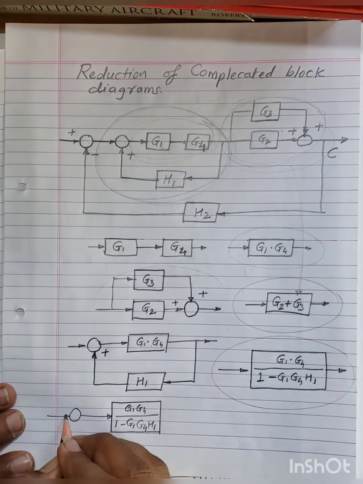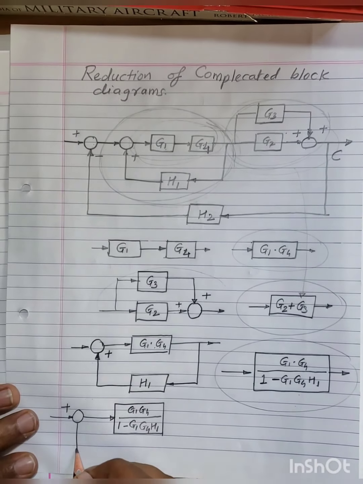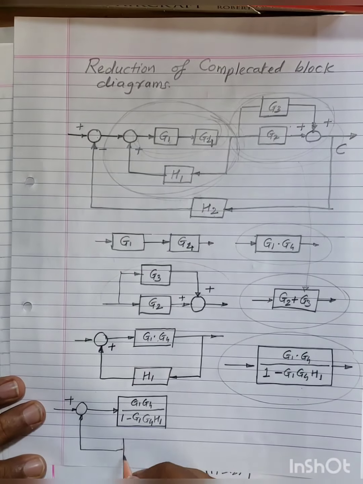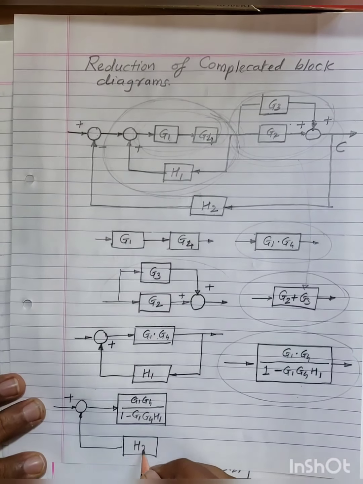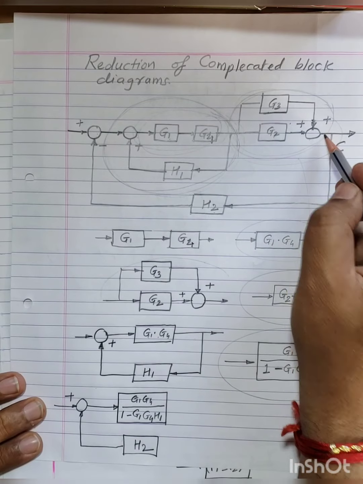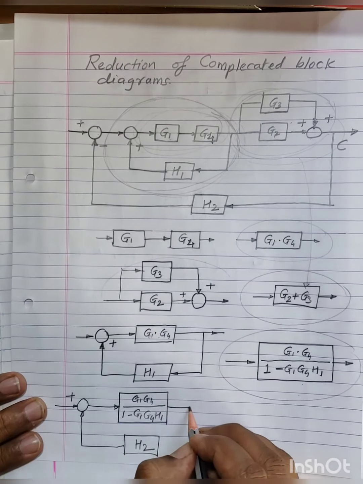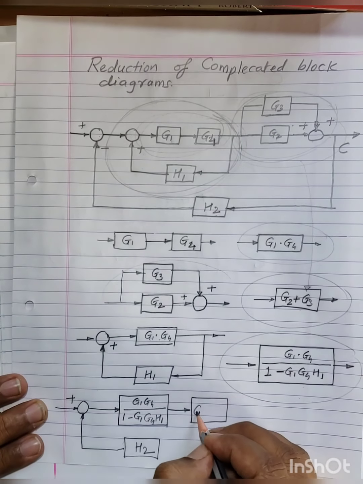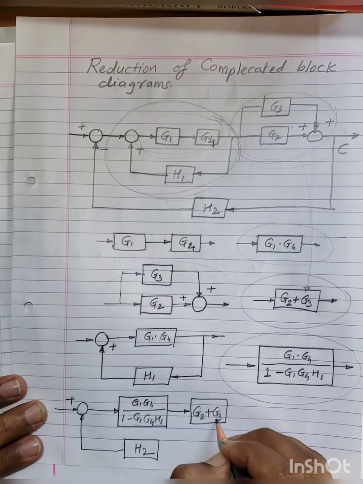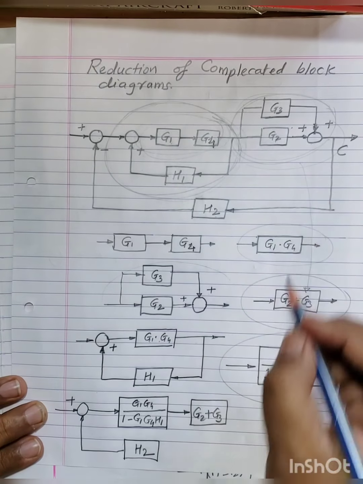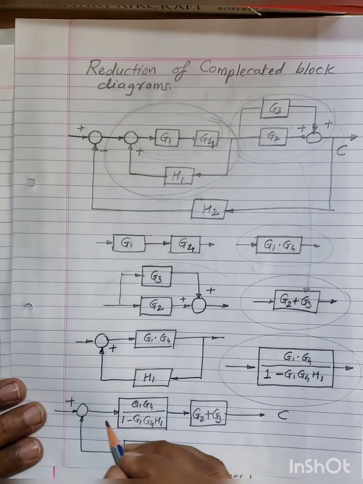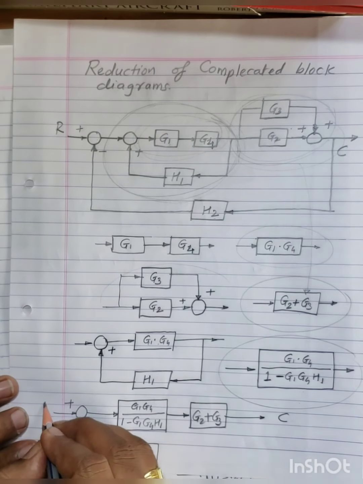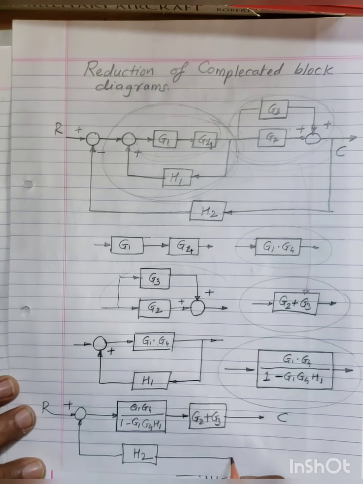I had replaced this. I will draw the summing point as it is, positive, then this feedback block H2. I will replace this block with the help of this, G2 plus G3. Then from here it is output C. So suppose this is input R.